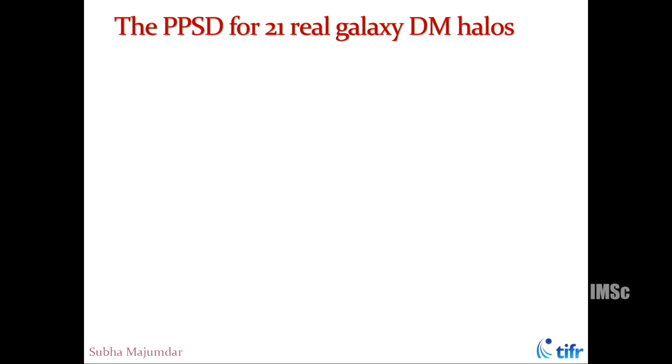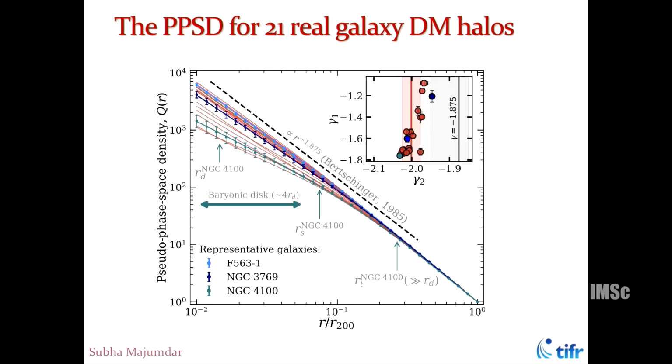So what do we get for the PPSD, the pseudo phase space density? This is the answer. Here is Bertschinger's line, minus 1.875, which is what N-body simulations also mainly agree to. And this is what we find for the gold sample of galaxies. As you go to the center, it deviates from the 1.875 line. So there is a double power law. There is a slope over here and a slope over here.